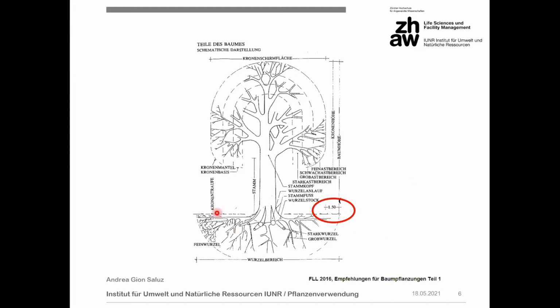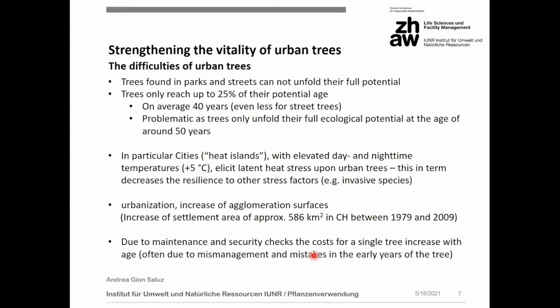And imagine, I hope you can see my laser pointer, imagine if we make kind of a pot in street areas. The tree is definitely a pot plant and not a tree anymore. So we have to improve the situation for trees in urban areas with, for example, extended soil volumes or extended root volumes. We need to strengthen the vitality of urban trees.